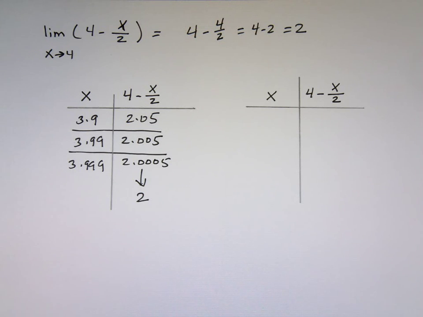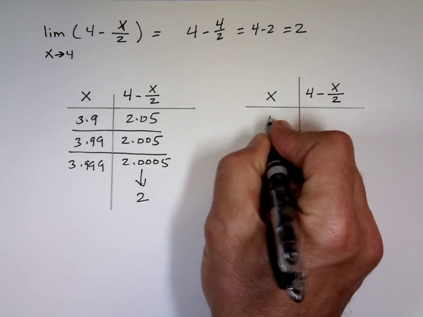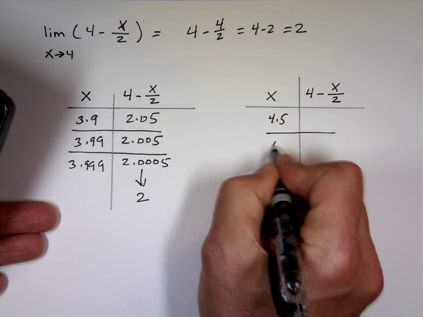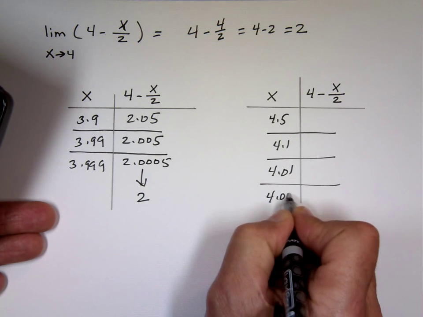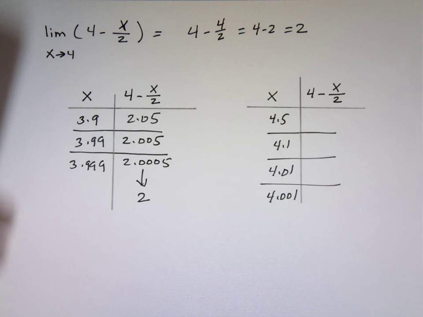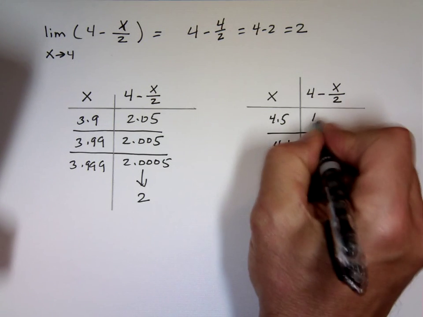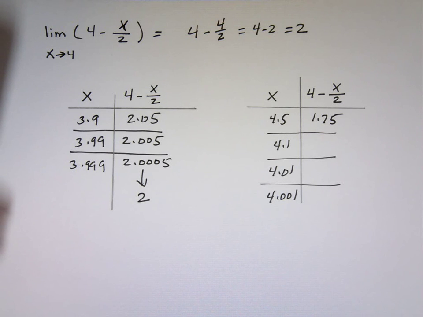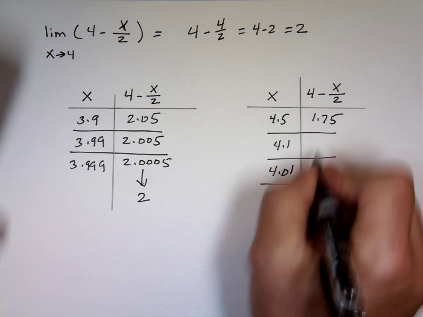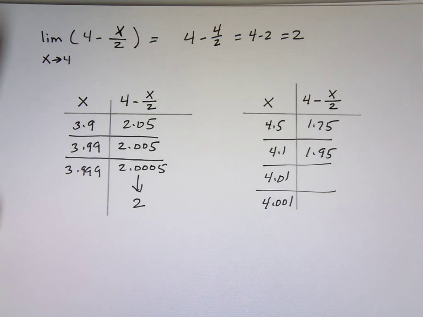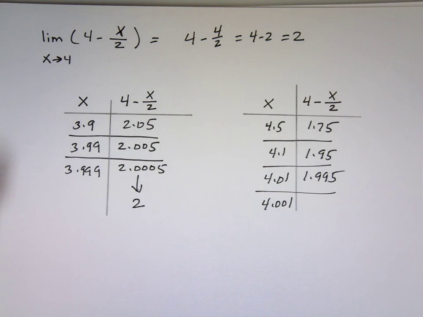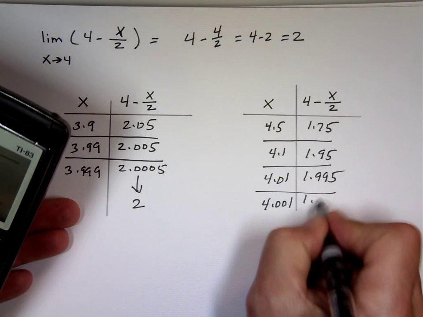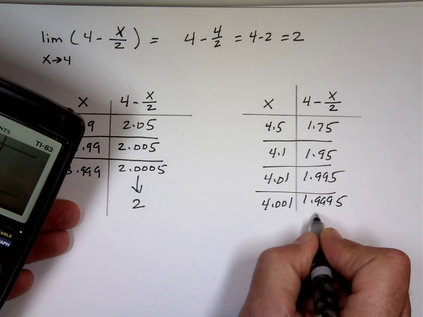Bigger than 4. How about 4.5? 4.1. 4.01. 4.001. 1.75. 1.95, 1.995, 1.9995. Again, where is that number going toward? 2. Direct substitution gave me the same answer.